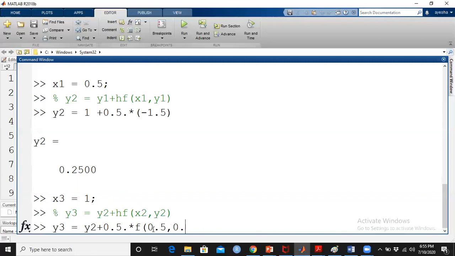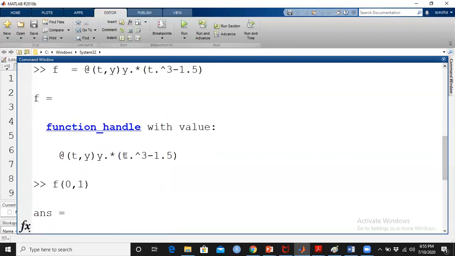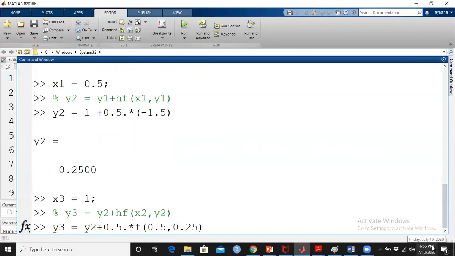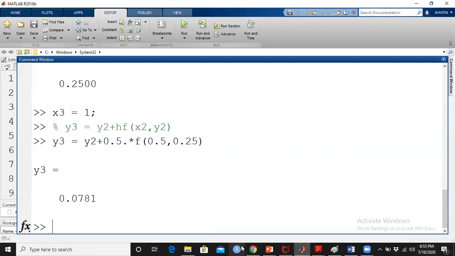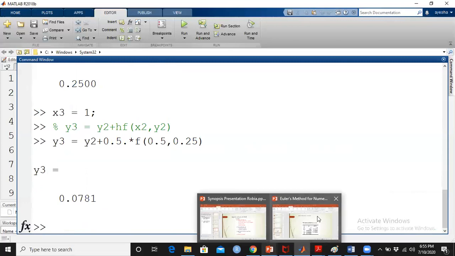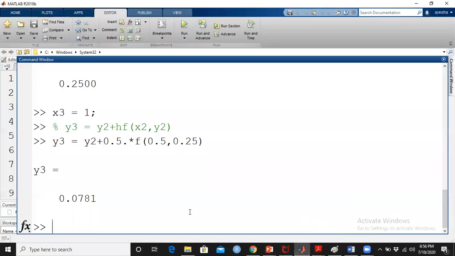y2 is 0.25. Substitute, students, or if you are using paper and a pen, substitute here in this formula. Here, for t substitute 0.5. For y substitute 0.25, because these are the values for x2 and y2. All right, so now my y3 is 0.0781. Look at the table here. Look at the answer here that I've got, 0.0781. Good. Now we can go to the fourth step, and after that we will change the step size.